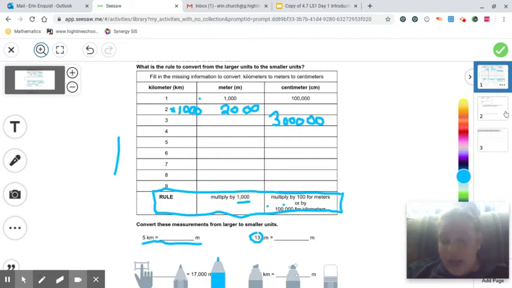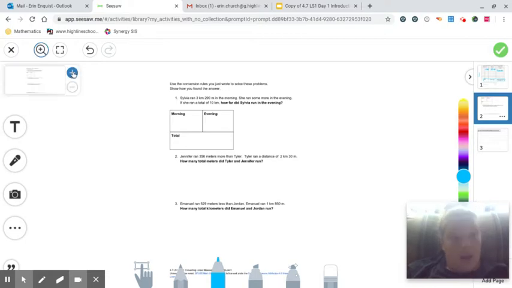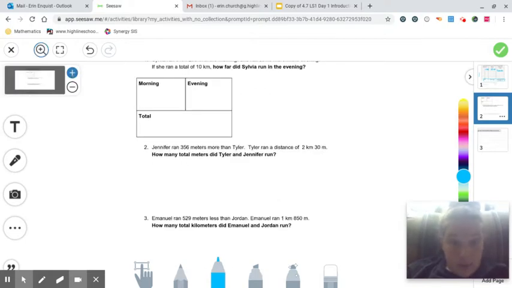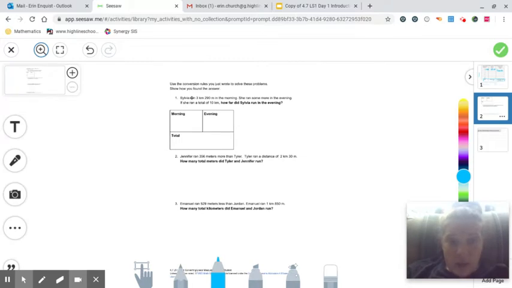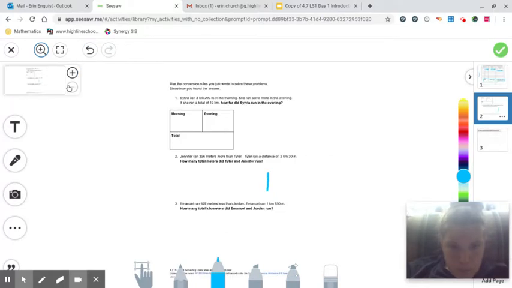Now, your second page, it's going to take a second. Remember, if you're having a hard time understanding or seeing it, zoom it in. It says Sylvia ran 3 kilometers, 290 meters in the morning. She ran some more in the evening. If she ran a total of 10 kilometers, how far did Sylvia run in the evening?